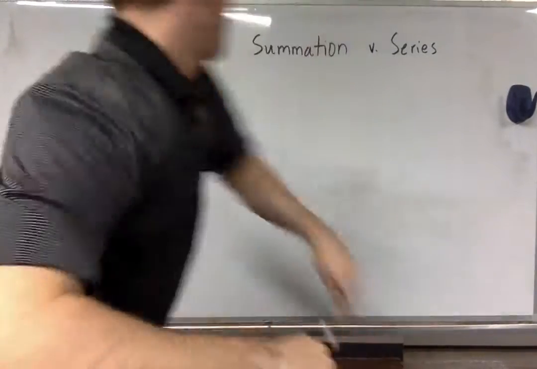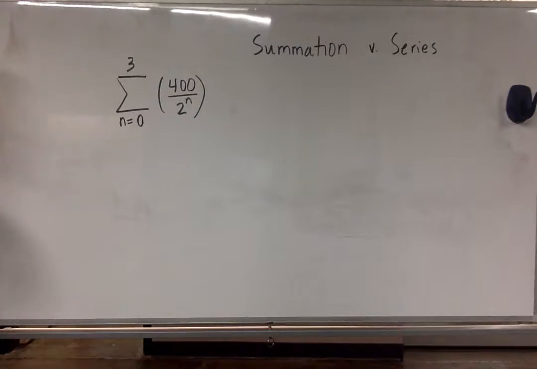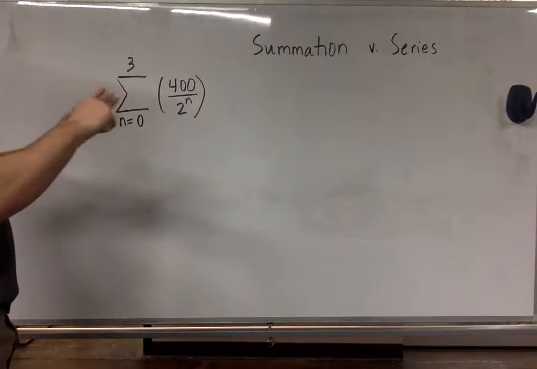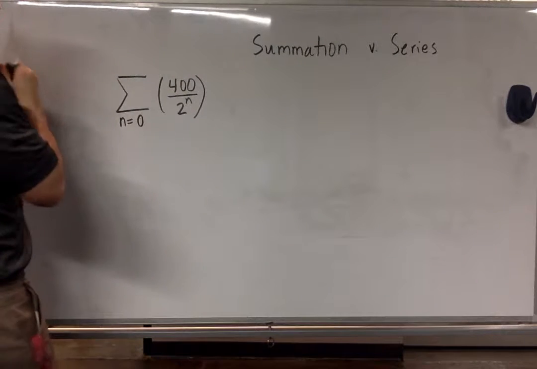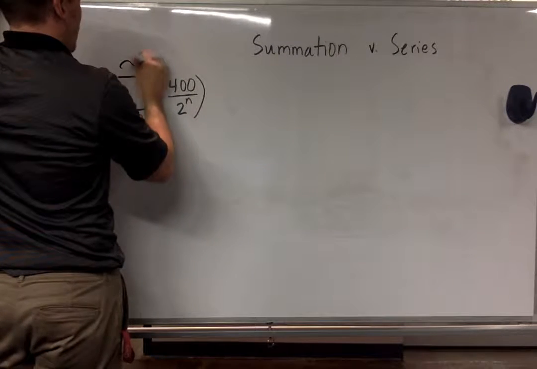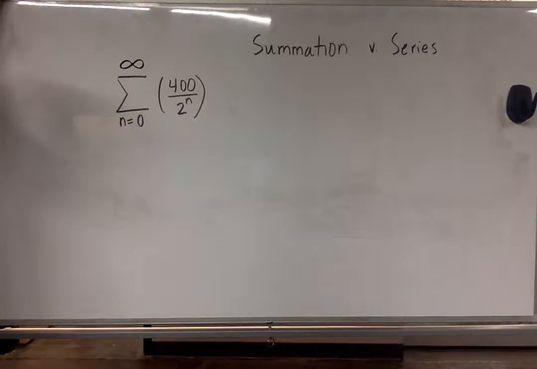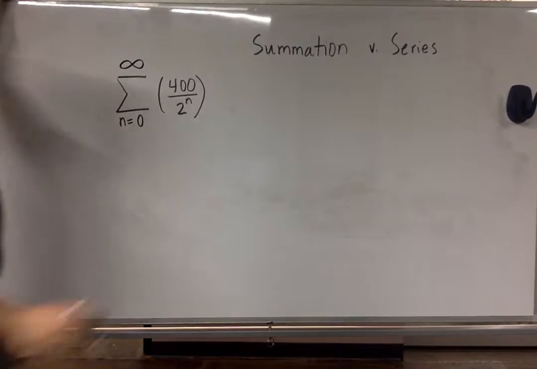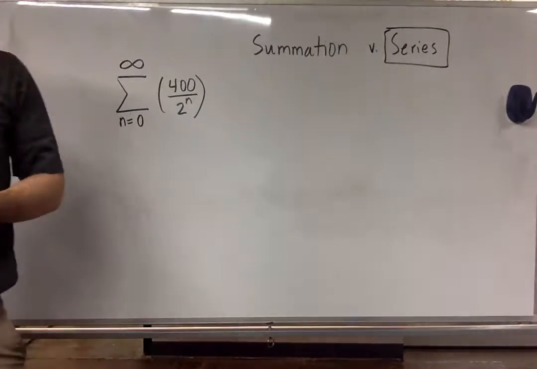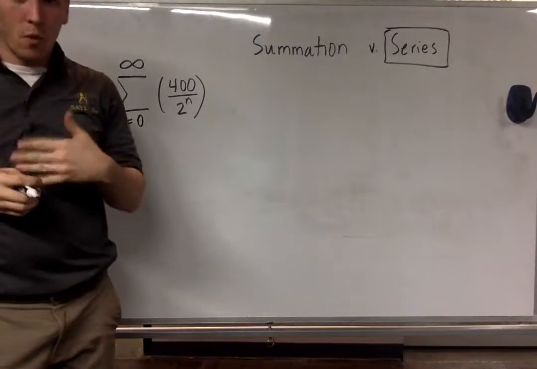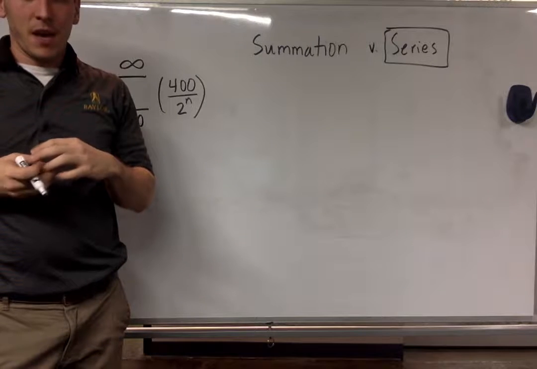So, a moment ago, we went from 0 to 3. That means it had 4 terms: 0, 1, 2, 3. If I were to take this stopping point and instead of writing 3, write an infinity symbol, then this has become a series. That can be a little bit tricky and a little bit intimidating, but don't worry, it's going to be fine.